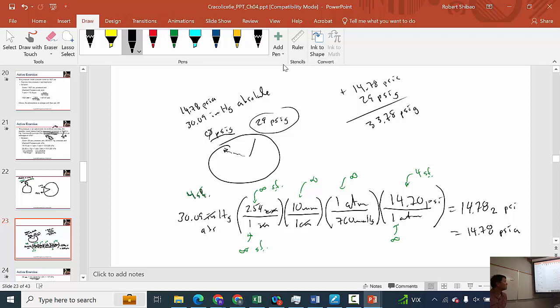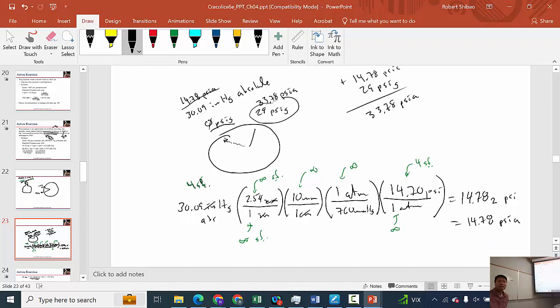Or, no, this is not psi G, sorry, this is psi A. Let me erase that. So the scales are offset by this much. So 29 psi G is equivalent to 33.78 psi A. Because we're always off by 14.78.